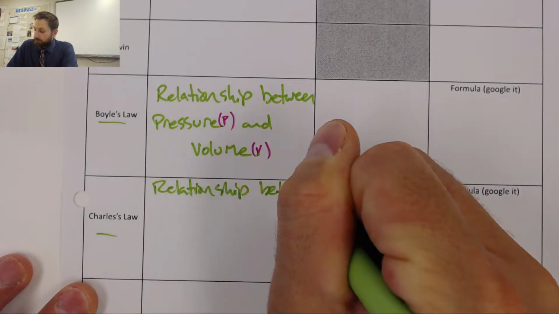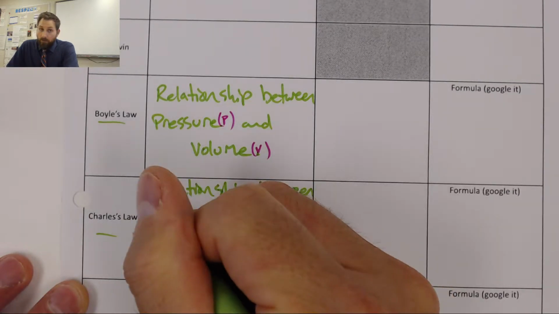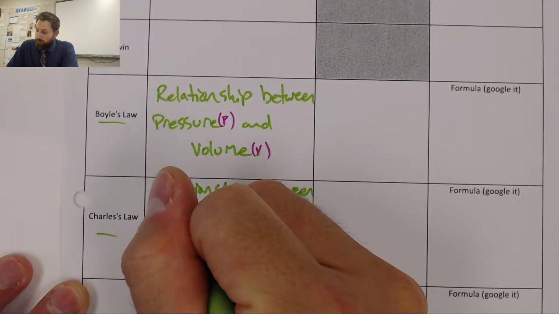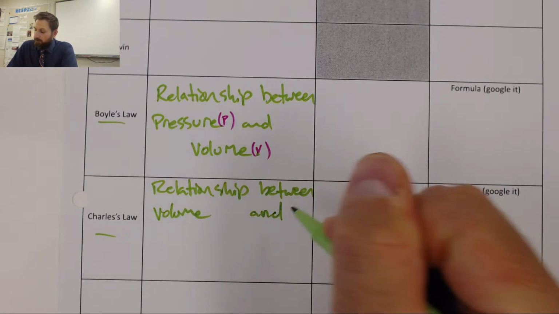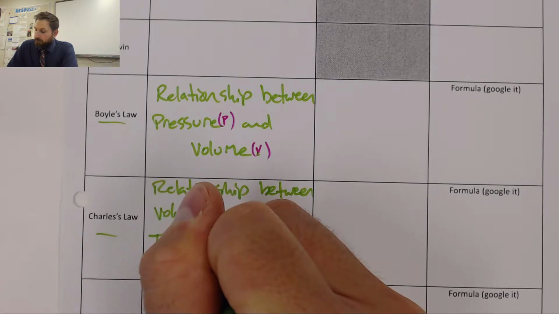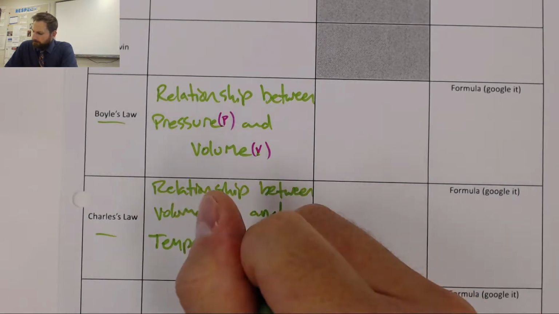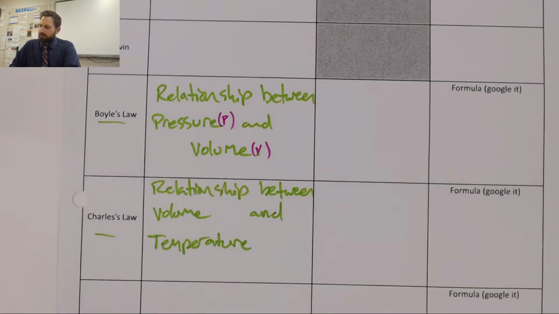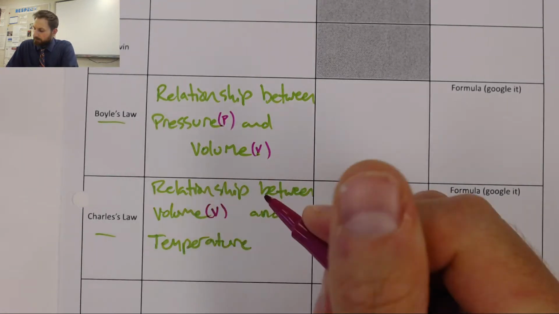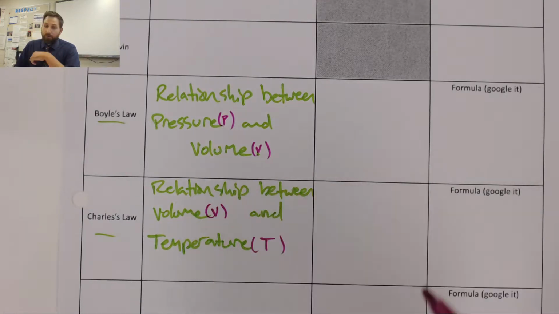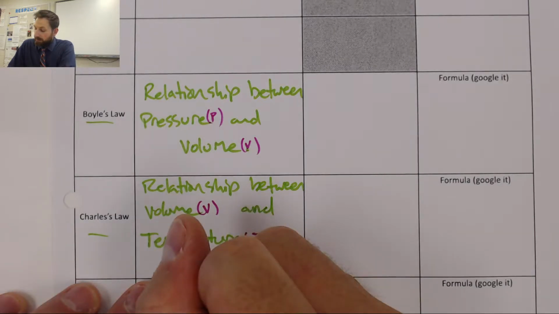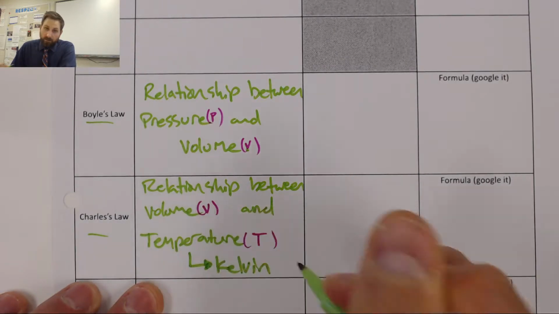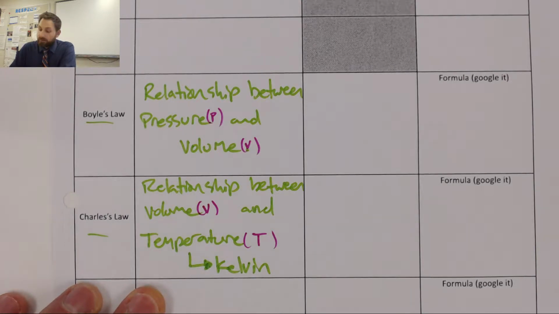For Charles's law, we're going to call that the relationship between volume, again V, and temperature. Charles was a hot air balloon enthusiast, so you can see how this equation helps him do his thing. When we do temperature, anything with temperature and gas laws in here, we always have to be in a unit called Kelvin. It is a little bit different than Celsius. You just add 273 to your Celsius number.